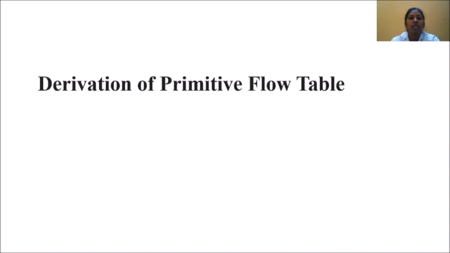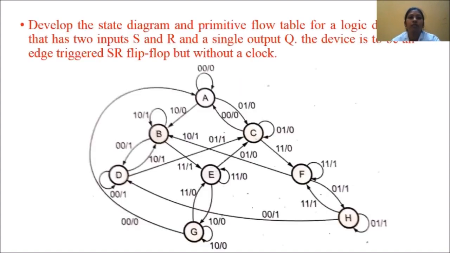First step is the construction of primitive flow table. This is the problem statement given. We have different states such as A, B, C, D, E, F, G and H.